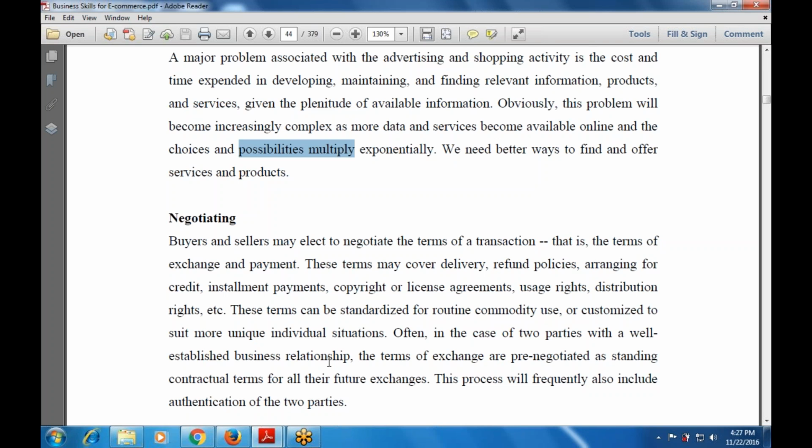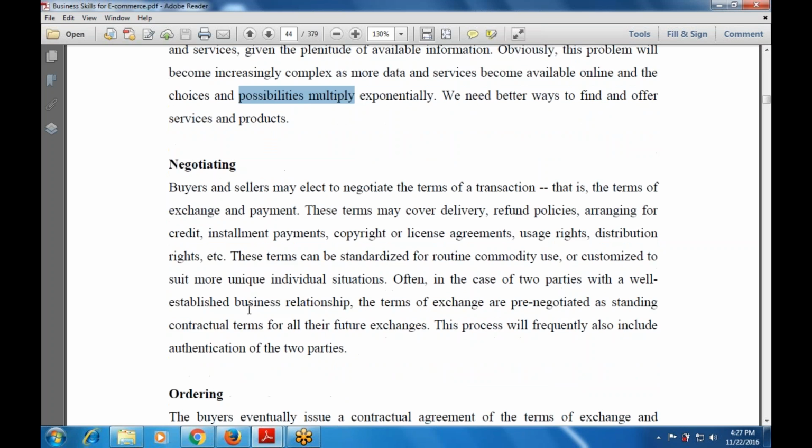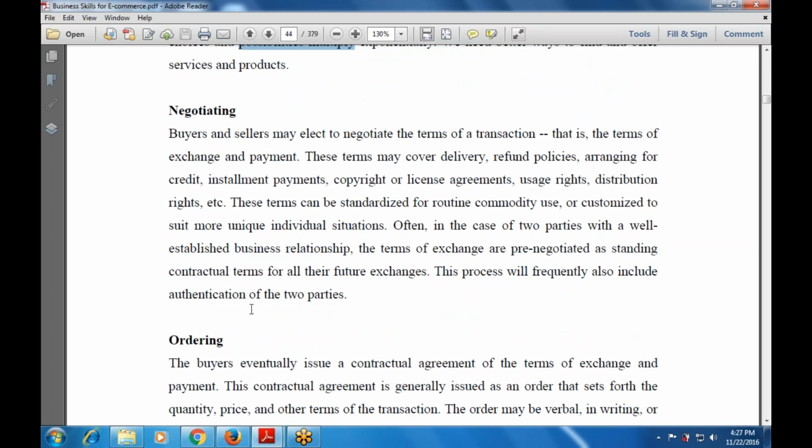That is often used in the case of two parties with a well-established business relationship, and that is used as standing contractual terms for all their future exchanges. And this process will frequently also include authentication of the two parties. That means both the parties will win. There is a win-win situation. Yes, buyer and seller, both parties will win in case of the negotiation.